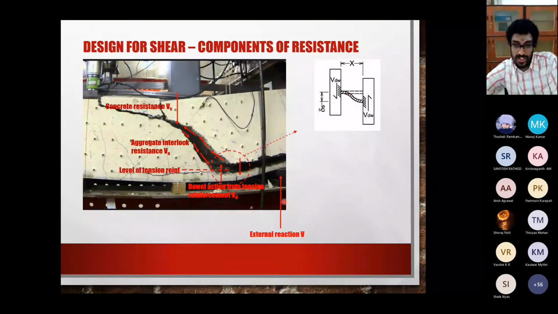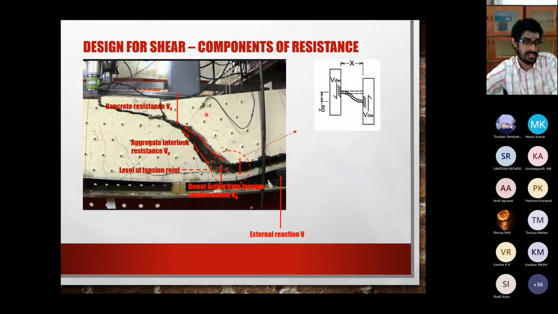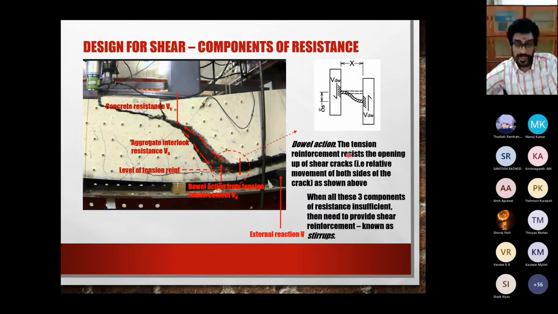So this external reaction V, or the shear force, if it exceeds the contribution from dowel action, if it exceeds the aggregate interlock, if it exceeds the concrete resistance, so when it exceeds all these things, you will have shear failure in the beam. So dowel action means the tension reinforcement resists the opening up of shear cracks because of the relative movement of both sides, which is not easy to accomplish.